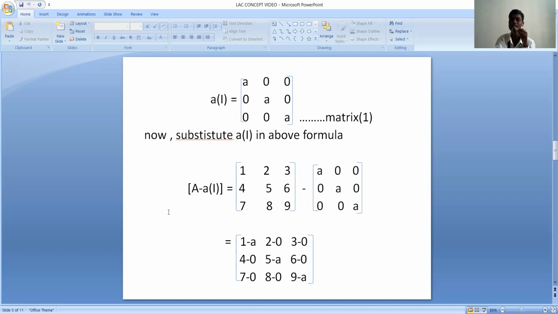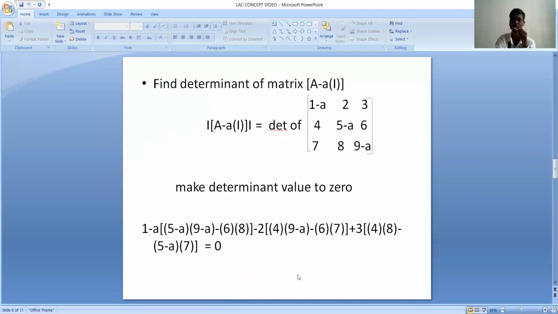Capital A minus small a into I is equal to the matrix we have taken, 1, 2, 3, 4, 5, 6, and 7, 8, 9, minus the matrix we have obtained, a, 0, 0, 0, a, 0, 0, 0, a, which is matrix 1. We have to do a subtraction. We get 1 minus a, 2 minus 0, 3 minus 0, 4 minus 0, 5 minus a, 6 minus 0, and the third row contains 7 minus 0, 8 minus 0, 9 minus a, which is shown here.